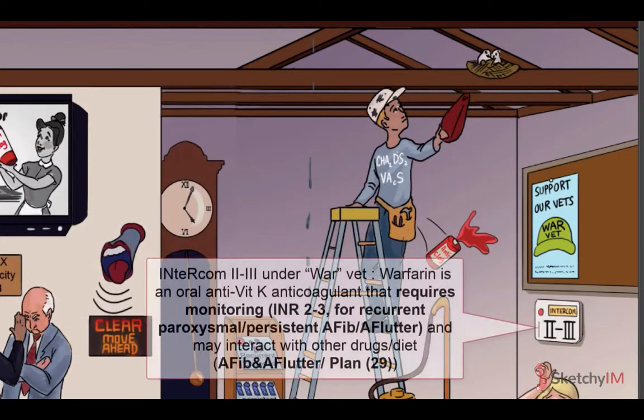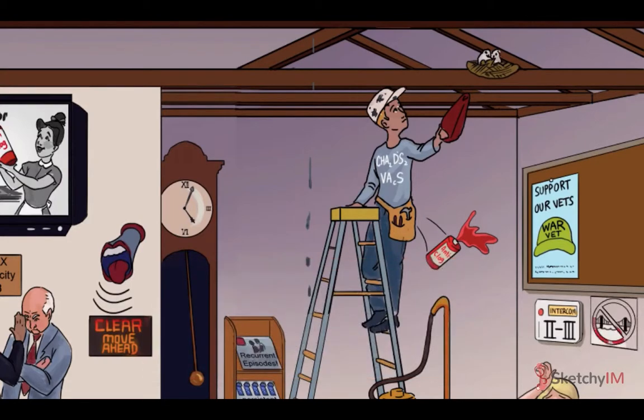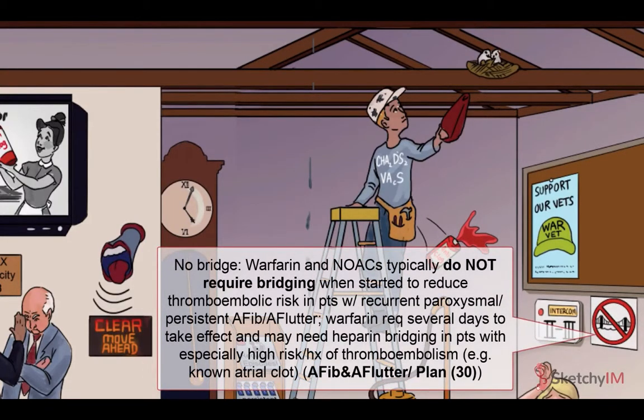However, there are a few downsides to warfarin. Warfarin requires regular monitoring to keep the INR in the therapeutic range with the goal INR of 2 to 3 in AFib and Aflutter. Lots of other drugs and even a patient's diet, like how much vitamin K they consume, can affect its efficacy. Warfarin requires several days to reach full anticoagulant effect. Nevertheless, for most patients with AFib, warfarin can be started alone without need to bridge with heparin because of the overall low risk of a thromboembolic event.